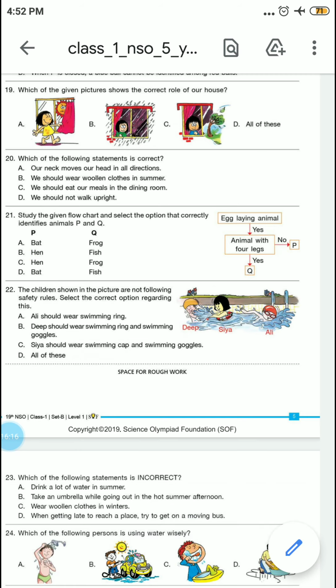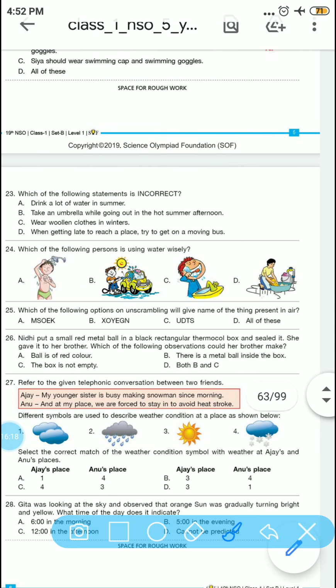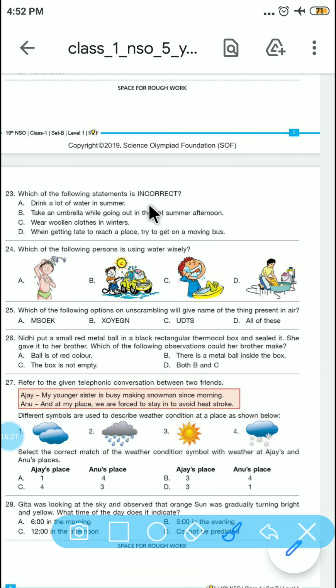Now let's move on to 23rd question. Which of the following statements is incorrect? Drinking a lot of water in summer. Is it incorrect? No, my dear friends, it is absolutely right, because it helps save ourselves from dehydration. Take an umbrella while going out in the hot summer afternoon. It is also good. Wearing woolen clothes in winter is also a good habit. Then no doubt option D will be the correct one.